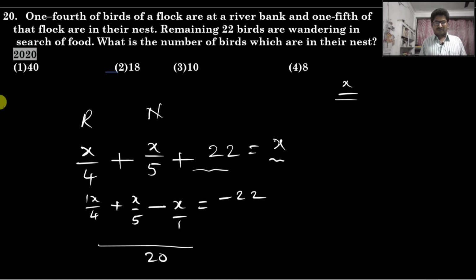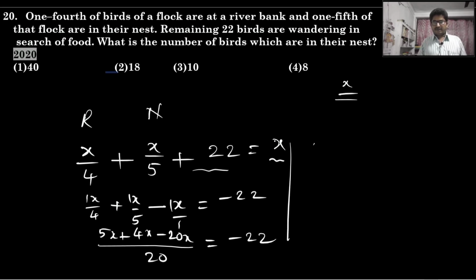4 5s are 20, 5 1s are 5x. 5 4s are 20, 4 1s are 4x. 20 1s are 20x is equal to minus 22. 5 plus 4 is 9x minus 20x, so that's why minus 11x.